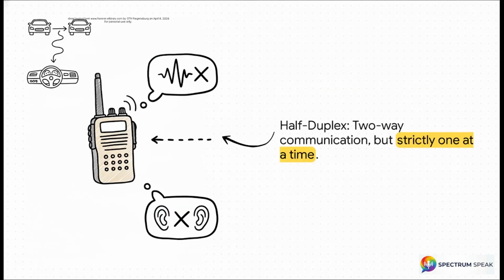So let's just focus on half duplex for a second. The absolute best real-world example here is a walkie-talkie. You push the button to talk, right? And while you're talking, you can't hear a thing. Then you say over, let go of the button, and now it's the other person's turn. It's a two-way conversation, but it's strictly one person at a time.